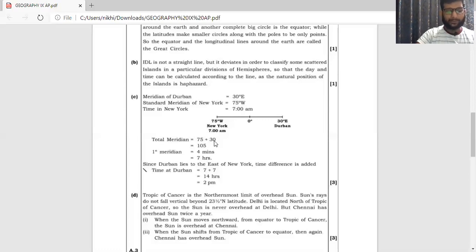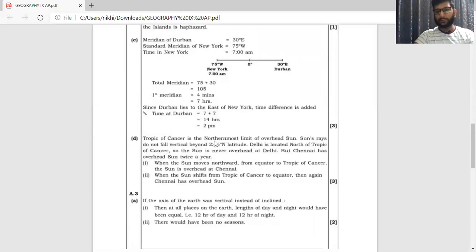Midday suns can be seen overhead in Chennai twice a year, but not even once in Delhi. Why? So the answer, as you can see out there: Tropic of Cancer is the northernmost limit of the overhead sun. Sun rays do not fall vertically beyond 23.5 degrees north latitude. Delhi lies above that. So when Delhi is located north of the Tropic of Cancer, the sun is never overhead at Delhi, because at the most it can reach up to 23.5 degrees, that is the Tropic of Cancer.